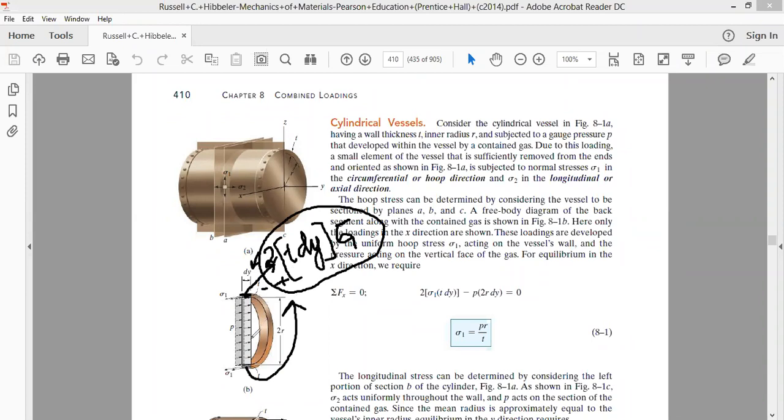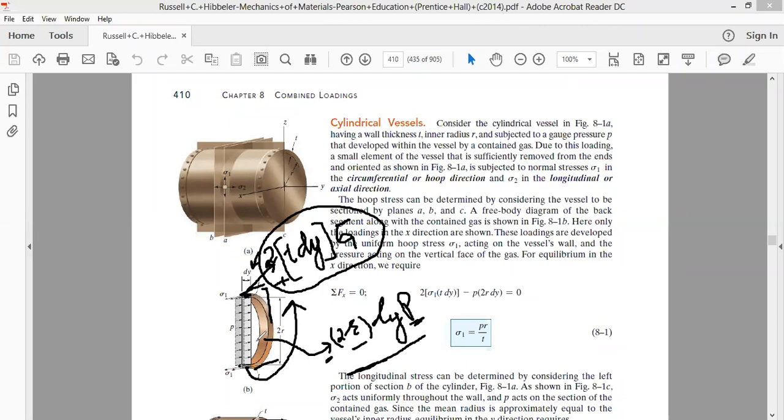Now, as far as the internal force is concerned, it is created by the fluid pressure P, and this pressure P is acting on a curved surface. If you take the projection of this curved surface, it will be in the form of a rectangle, such that the length of the rectangle is 2r and the width is dy. Therefore, the area of the projected rectangle over which this pressure is acting is 2r multiplied by dy. On this area, we have pressure P. So this is the force created by the internal pressure, and this force is along the minus x-axis, therefore we write this as minus.